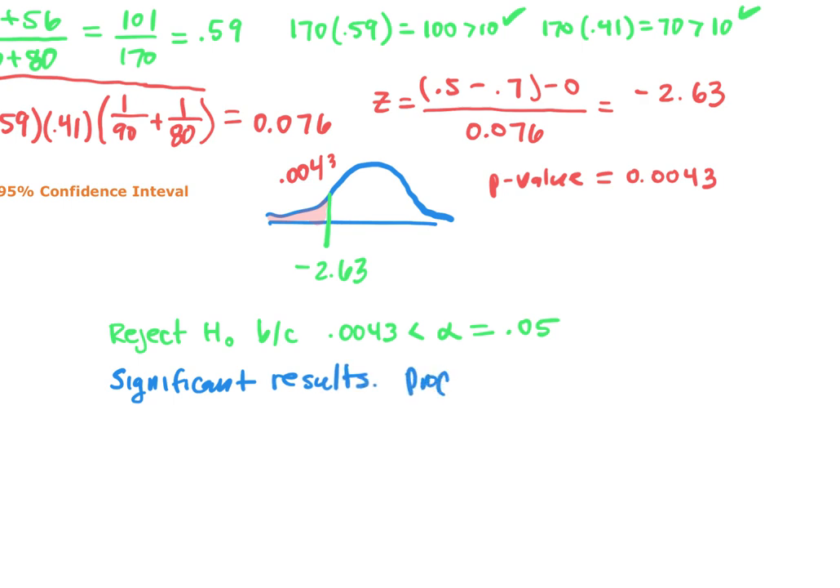So the proportion for basketball is higher than for cross country.